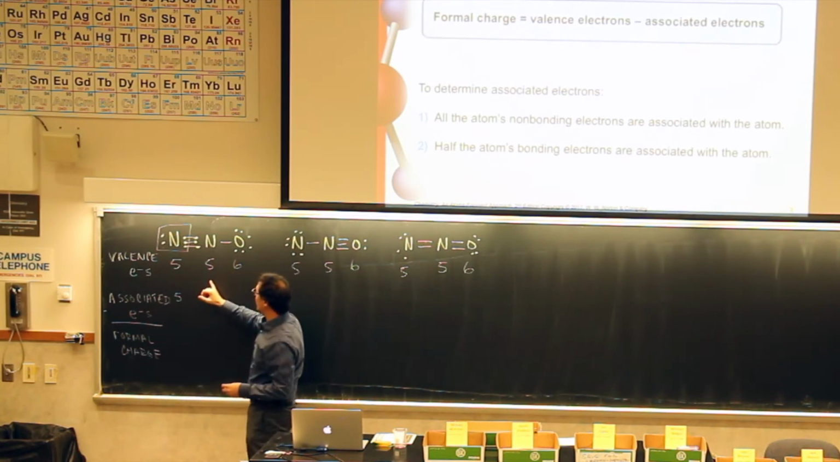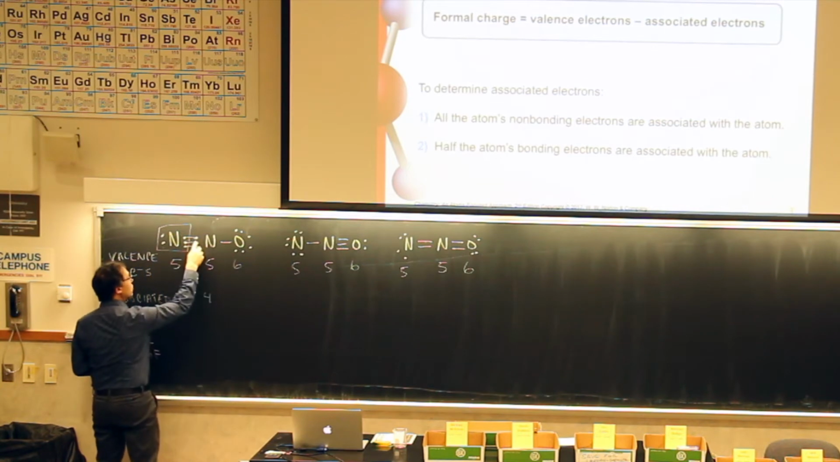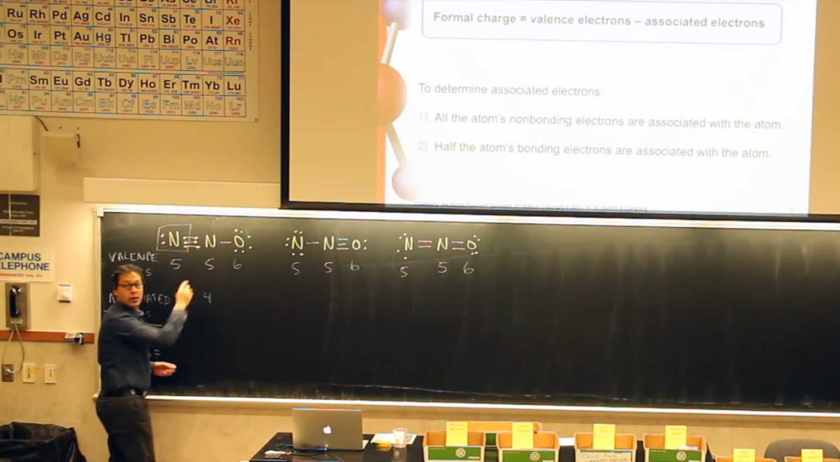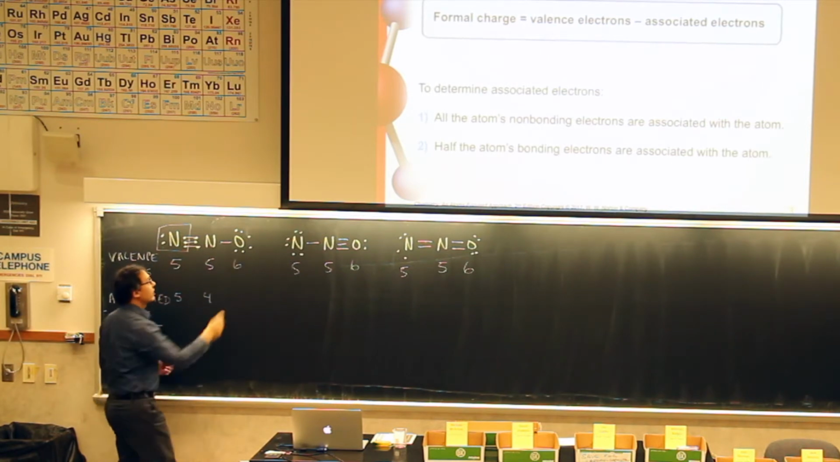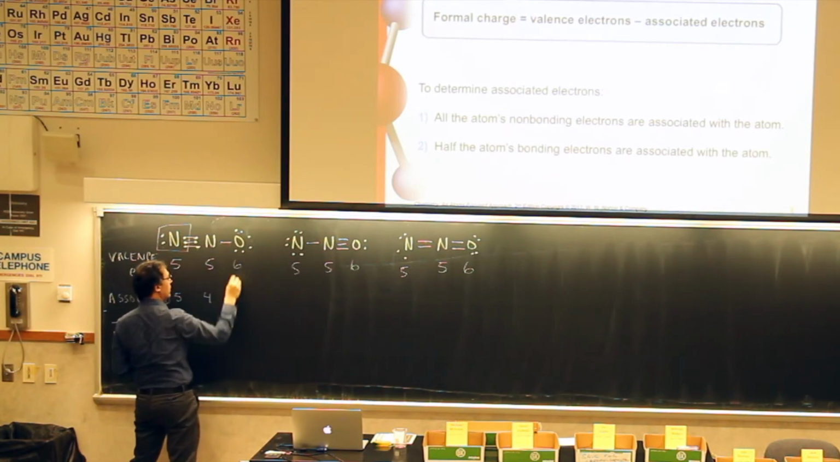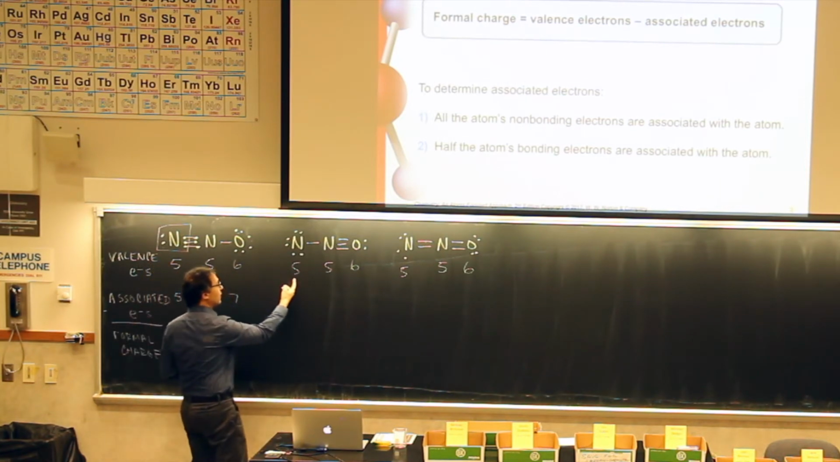I need to know associated electrons with this nitrogen. 4. Very good. Because there's 1, 2, 3, 4. Excellent. 4. And how about the oxygen here? 7. 2, 4, 6, 7. Nicely done.